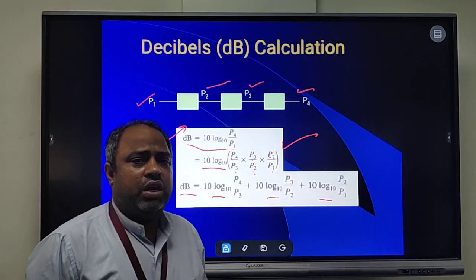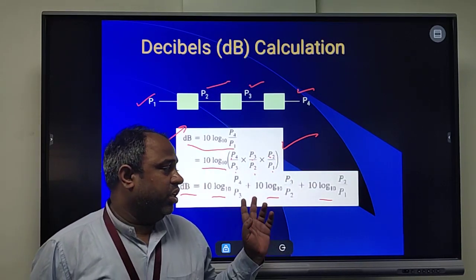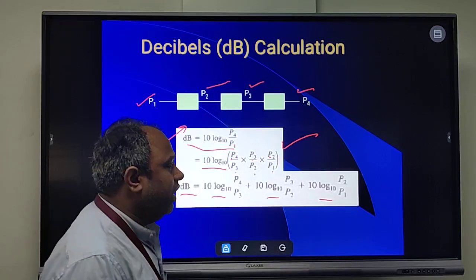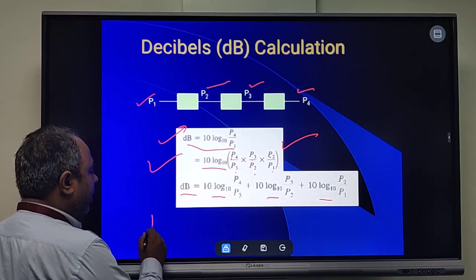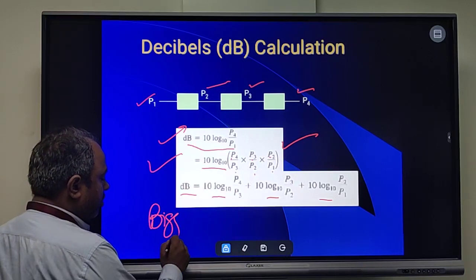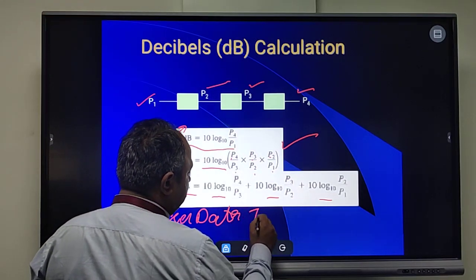You never lose any signal. You never lose any wavelength during the transmission of the signal. This is a very efficient method to find out bigger data transmission.